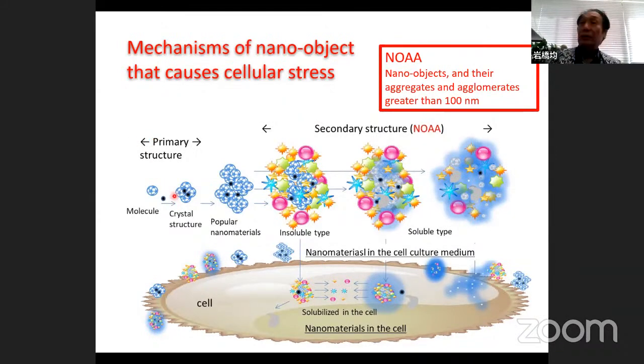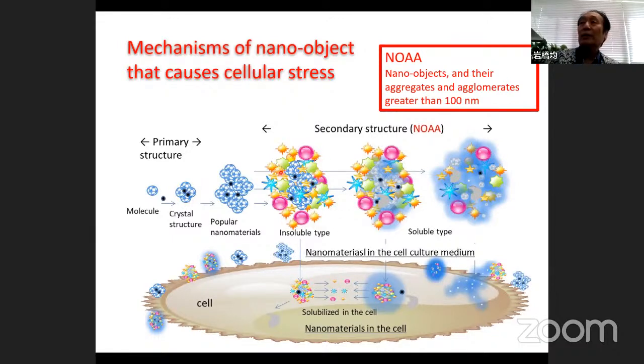Nanoparticles aggregate. In the medium, for example, cellular medium, nanoparticles aggregate and absorb the components of the medium. And sometimes nanoparticles are dissolved because of their big surfaces, so solubility speed is very high. That is the difference from fine particles.